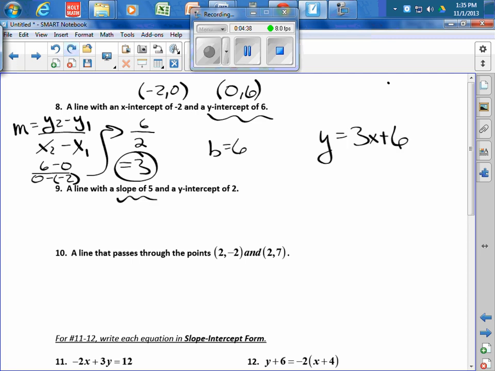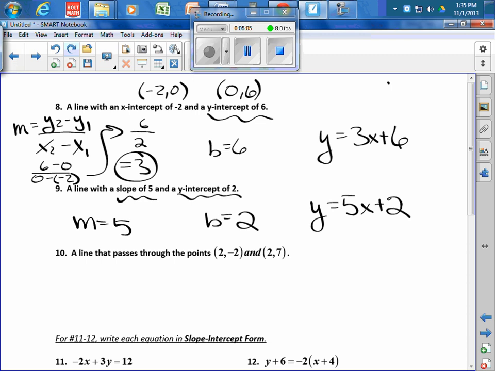In number 9, your slope is 5. Write it down. It's the difference between thinking you know and knowing you know. Prove to us that you know that the slope is 5. Write it down. Don't make us guess. Don't make your teacher guess as to whether you know what's going on or not. Prove it. Write it down. Write down the y-intercept is 2, b is equal to 2. Write your equation, y is equal to 5x plus 2.